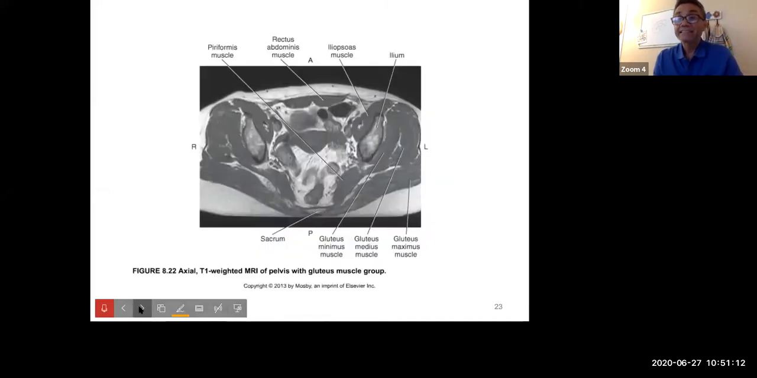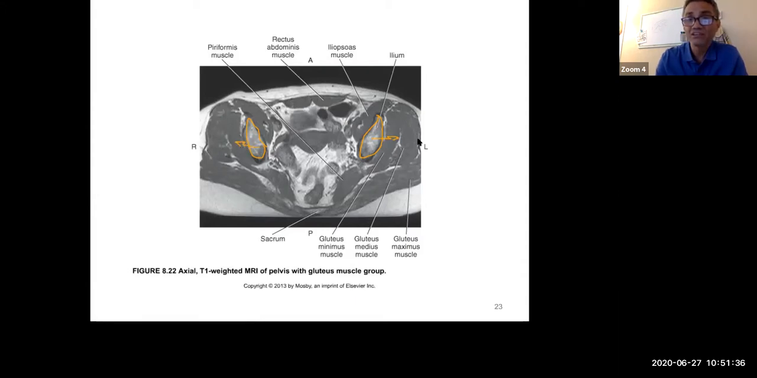This is an axial cut. Same concept. What is the best landmark? The answer will be the ilium on the right and the ilium on the left. If I go toward this direction outside of my ilium, what do I see?